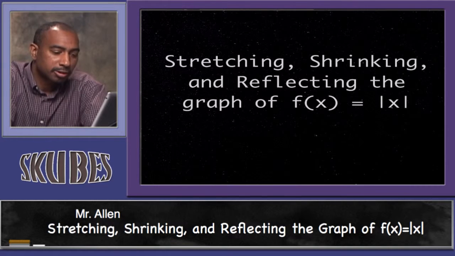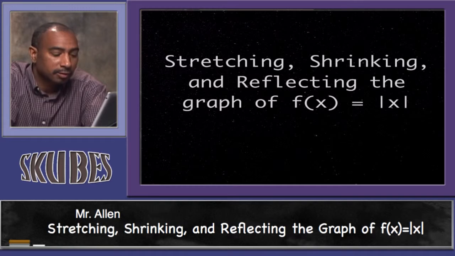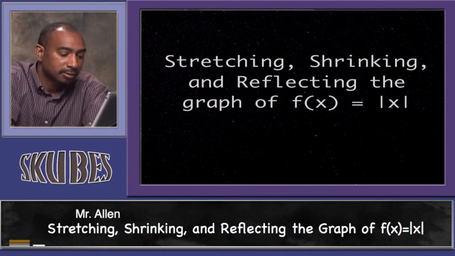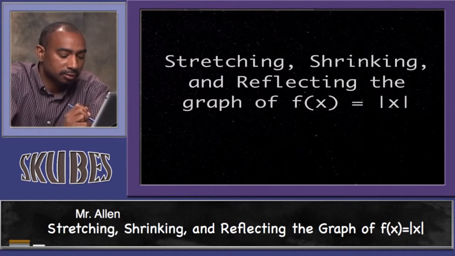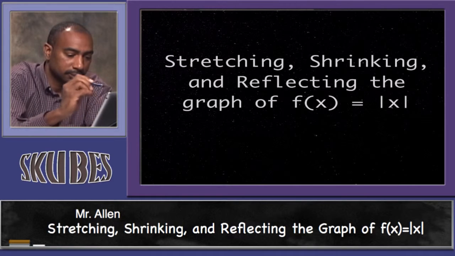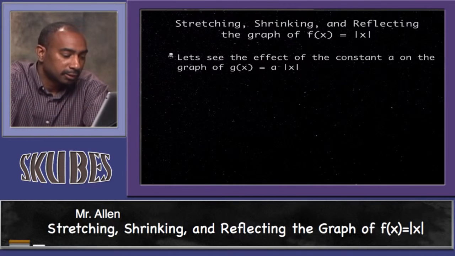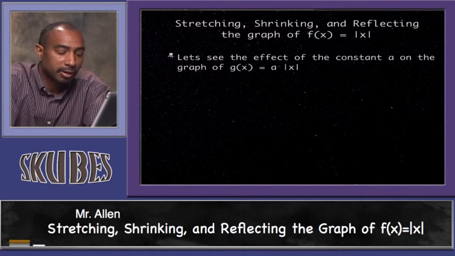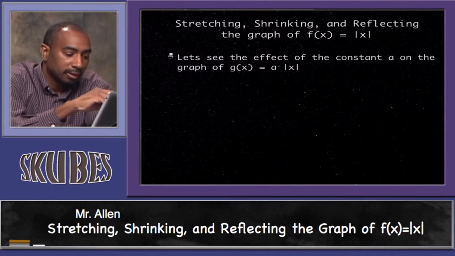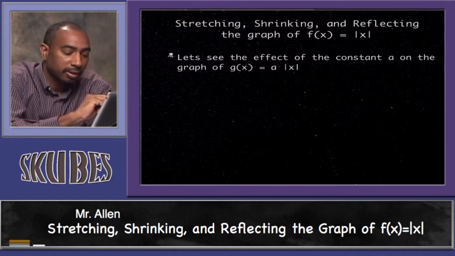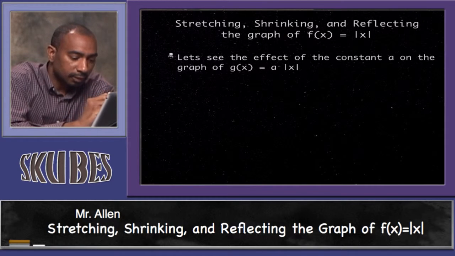Today's lesson is on stretching, shrinking, and reflecting on the graph of the absolute value function, f of x equals absolute value of x. Let's see the effects of the constant a on the graph of g of x equals a times the absolute value of x. This graph is going to change based on this constant.